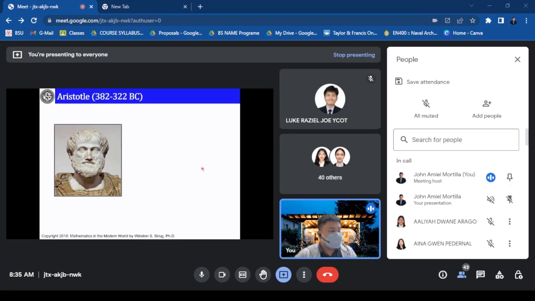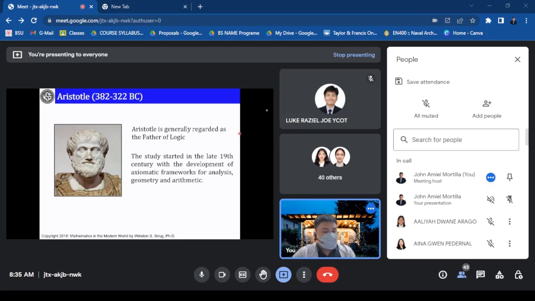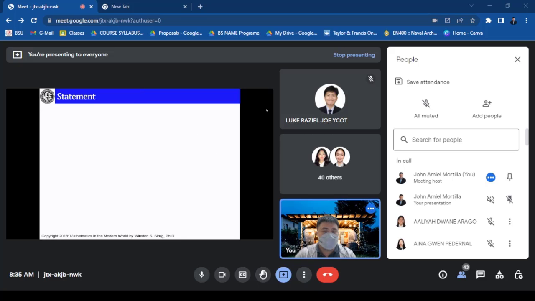Okay, so we have this guy. Sino ba to? So, this is Aristotle, generally regarded as the father of logic. So, during his time, he studied several frameworks, analysis, geometry, and arithmetic. So, siya ang pinaka maraming nasulat and nag-start ng critical thinking. Sa kanya na-coin yun.